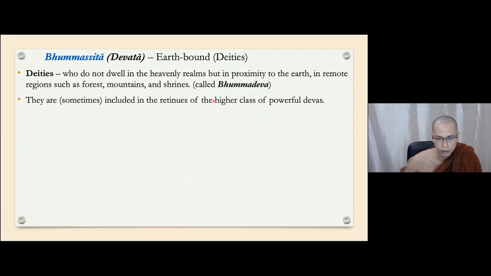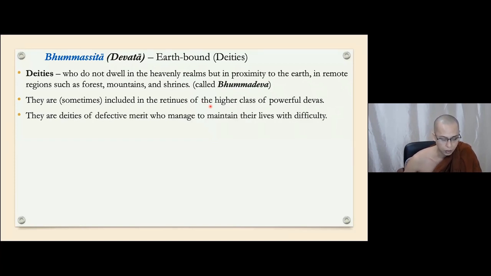Sometimes in the Sutta explanation, the Bhuma Deva comes in the retinue of the higher class of powerful Deva, like Vasavana, king of the Deva, and the many followers of the Deva following him. There, one of the classes is called the Bhuma Deva, as a retinue of the higher class of powerful Deva.